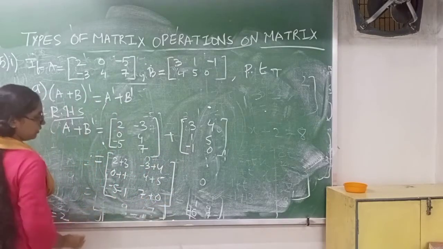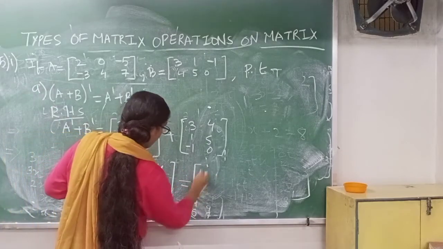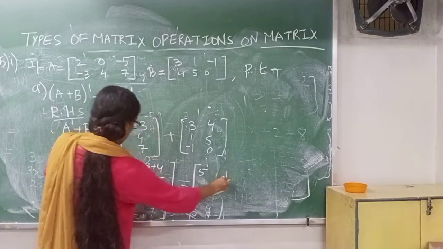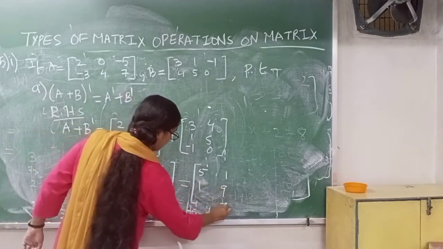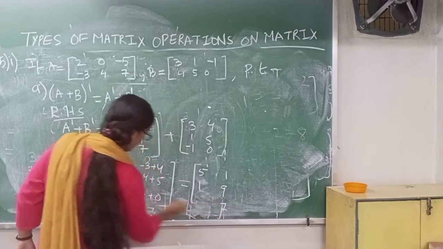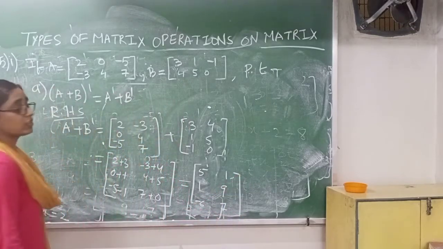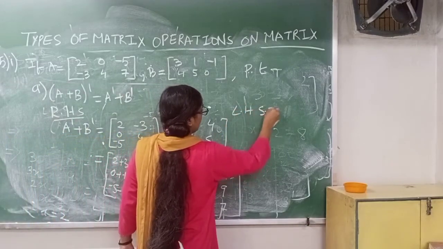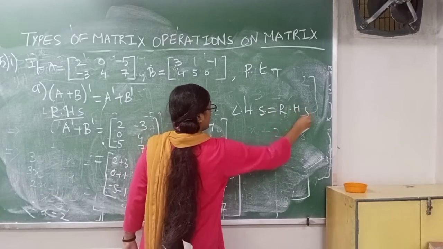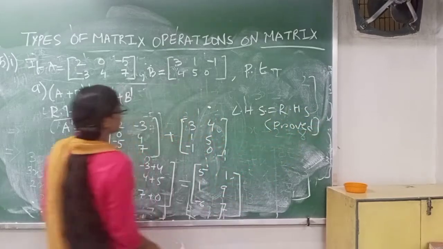See what I am getting. I will write C: 5 4 1, again 1 9 7, and here minus 6. See, I am getting LHS and RHS the same. So what will I write? LHS equals RHS. Write this one, complete this one.